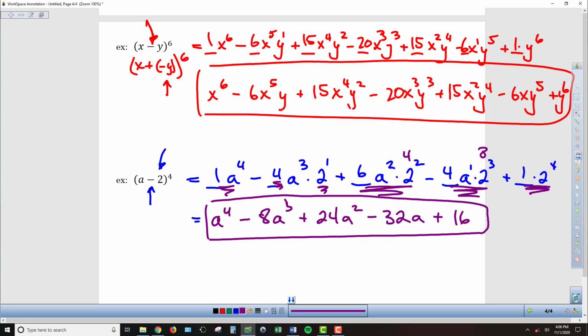So a reminder, with the negative instead of a positive inside the parentheses, if we have a minus instead of a plus, a difference instead of a sum, then it just means that we're going to have alternating positives and negatives all the way throughout our expansion, always starting with a positive first term.